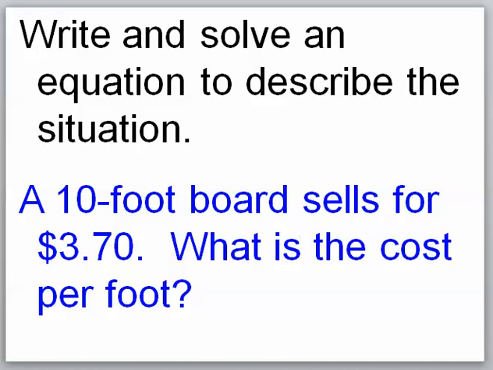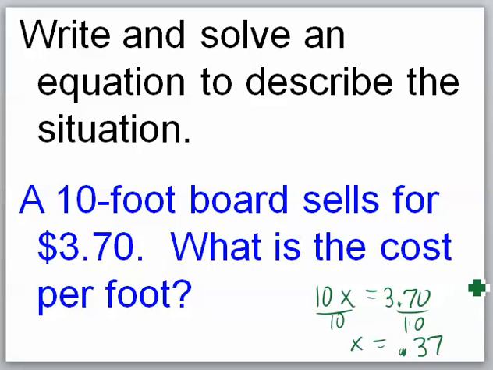In this problem, we need to write and solve an equation to describe the situation. So to write the equation, let's see, if a 10-foot board sells for $3.70, what is the cost per foot? So we know that the total amount it costs is $3.70, and we know that it's a 10-foot board, but we do not know how much it is per foot. So for each foot, it costs x amount of money. So we have 10 feet of it. So for 1 foot, it would cost 37 cents.